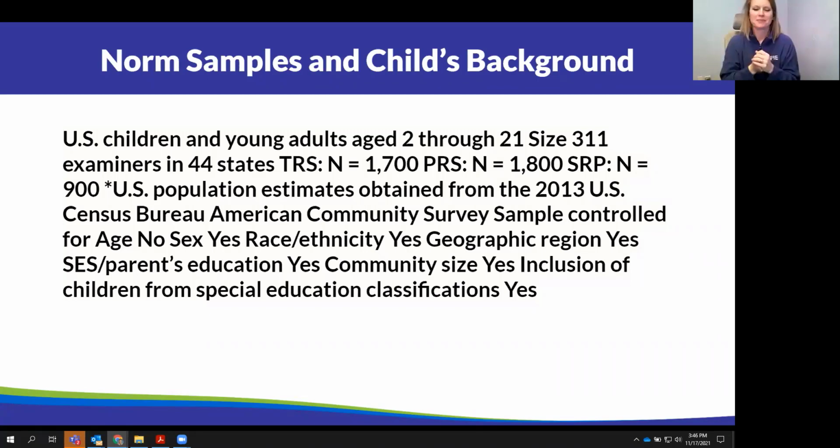Is 44 states a problem, that they didn't include samples from all 50 states, even though they say they considered regions of the country? It looks like they considered a lot of important demographic information and included it in the sample. They balanced it by sex and race and ethnicity, geographic regions, socioeconomic status, parent education level, rural, urban, suburban populations. So this one to me looks like a pretty representative sample.